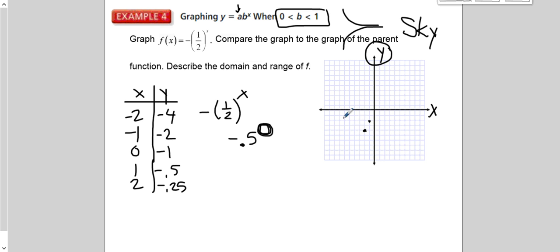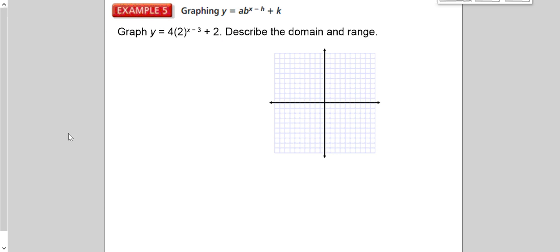Graph your points. And do not cross the x-axis. It gets really close to it. Notice these are getting smaller, smaller, smaller, but they're not going to go to 0. And there's our graph. Okay, graphing. We've got a lot more going on now, and then they want us to describe the domain and range when we're done.